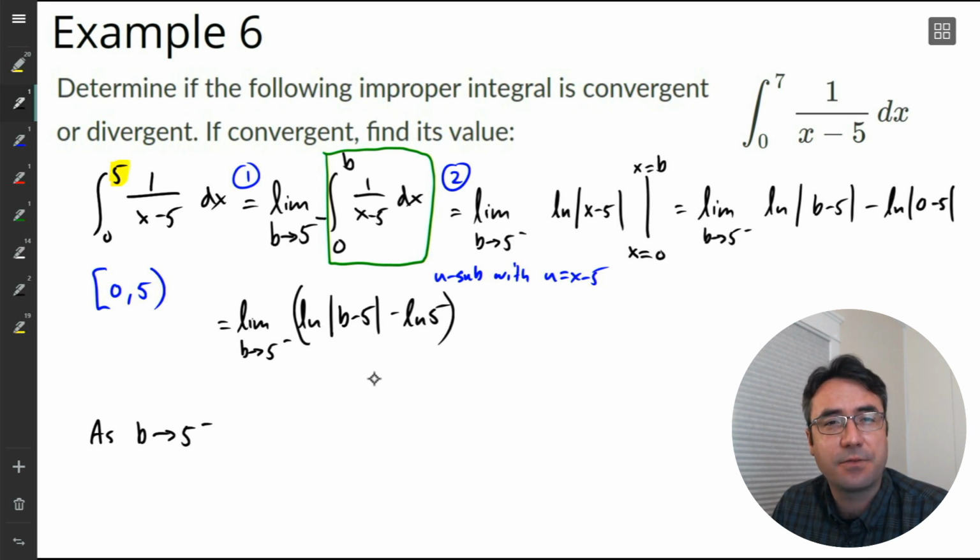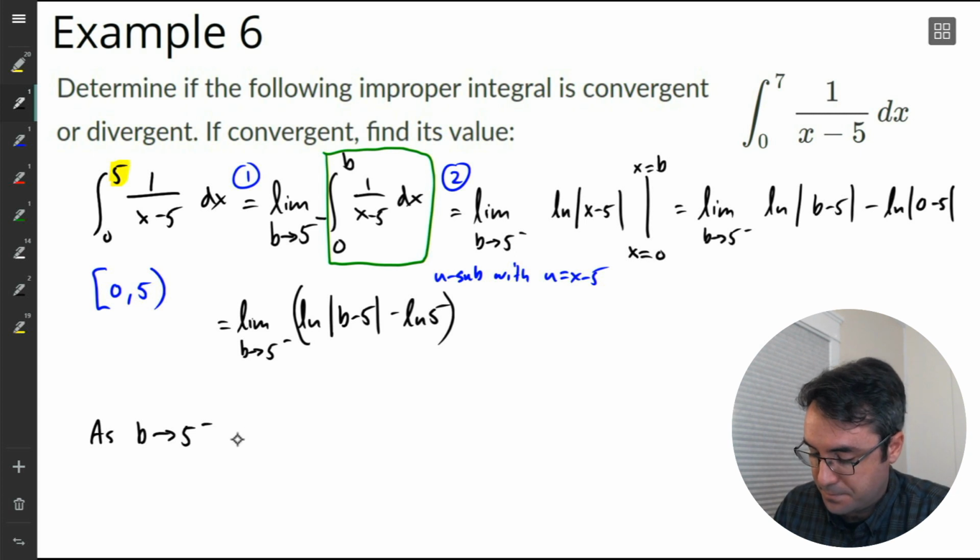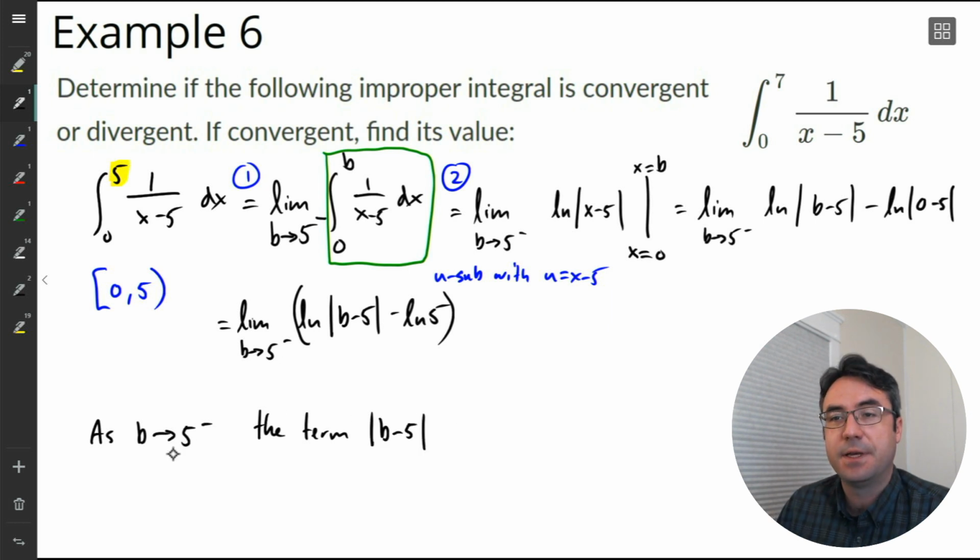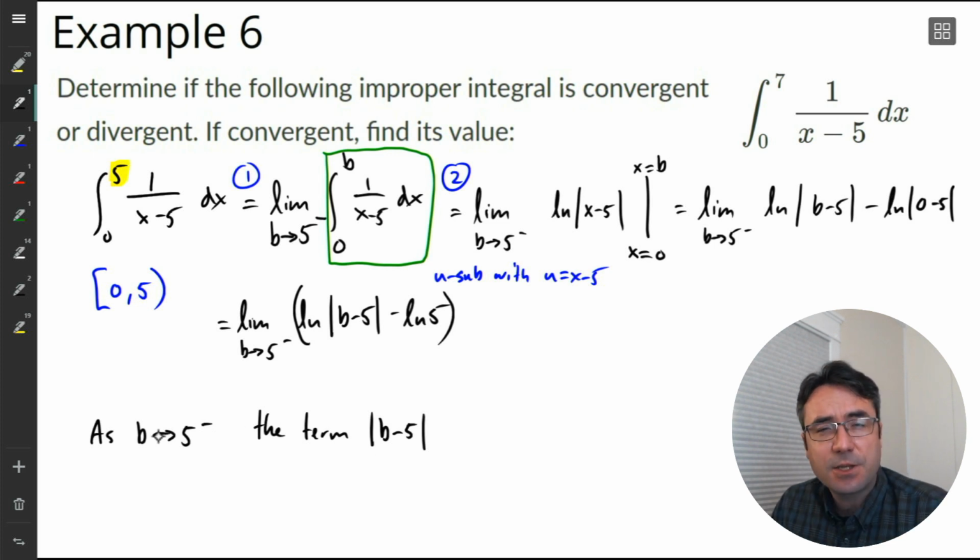That's what's inside our log function. So let's consider what happens to that term, absolute value b minus 5. If it didn't have the absolute value sign there, as b gets closer and closer to 5 from the left, this would approach 0 from the left. So these values would be slightly smaller than 5.